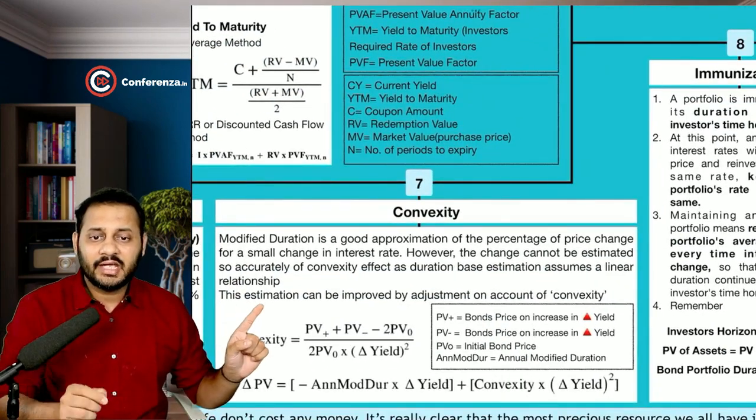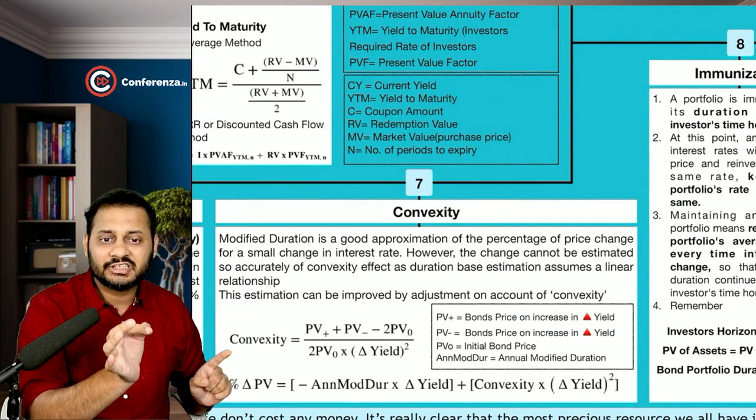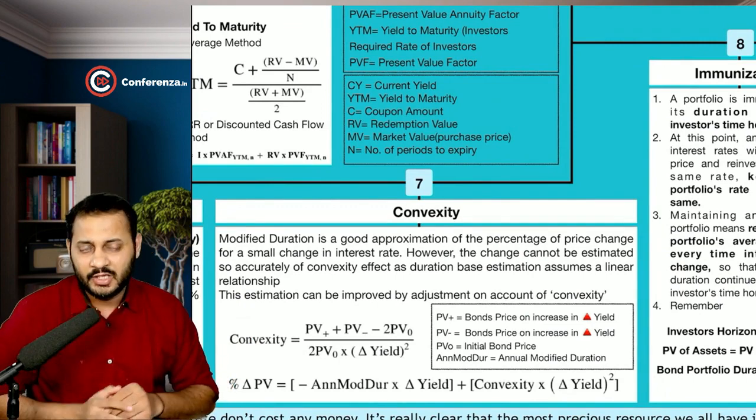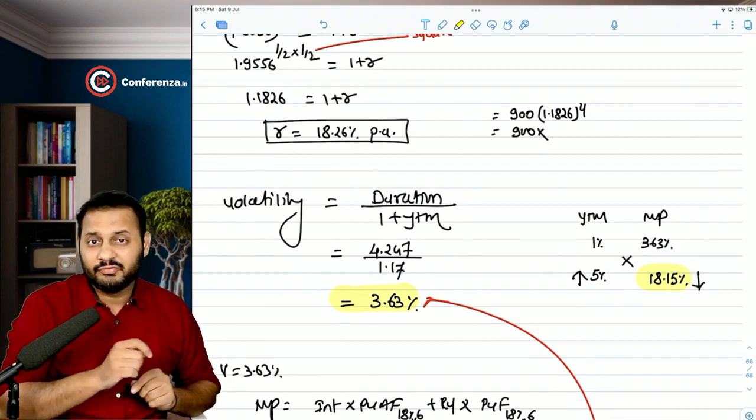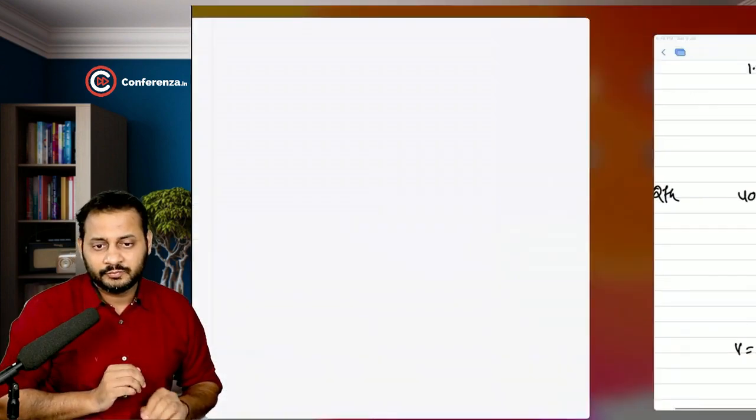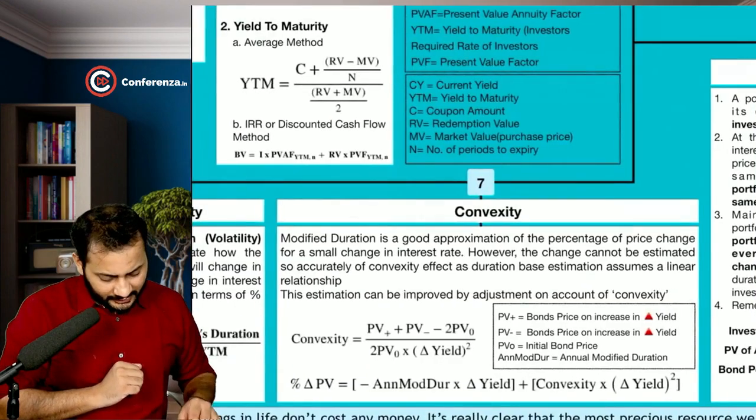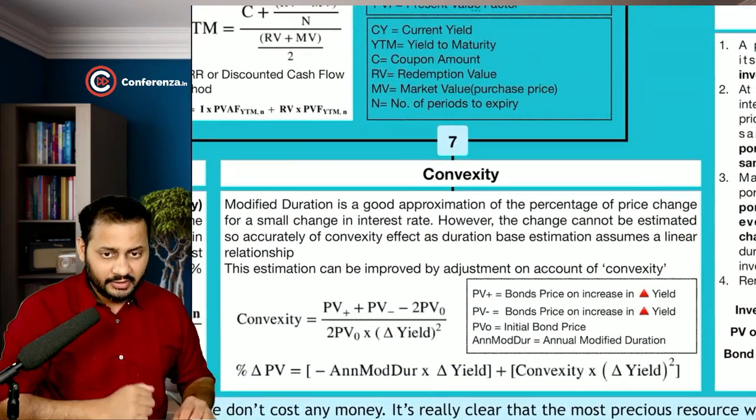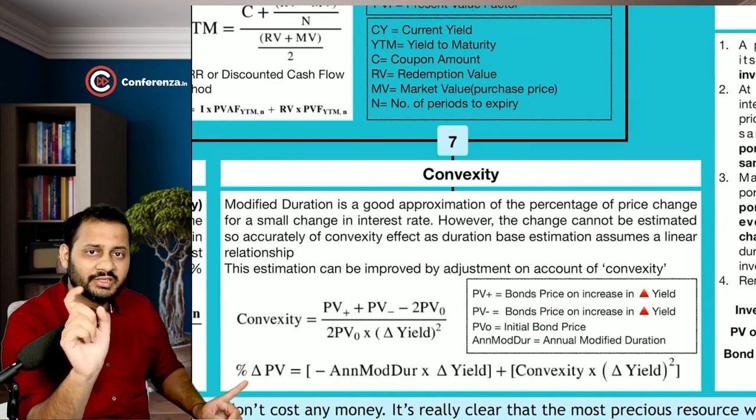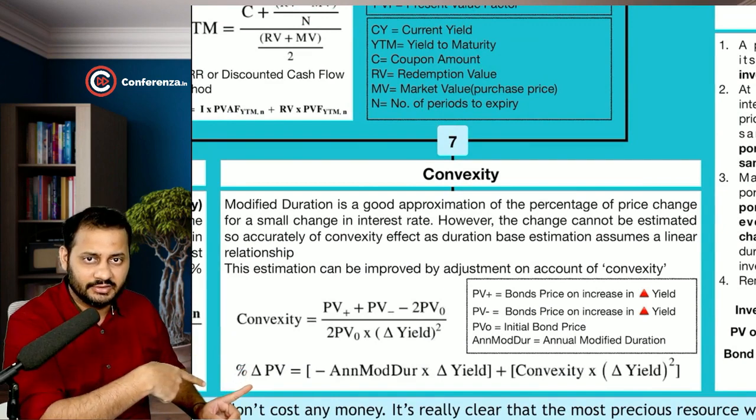This estimation can be improved by an adjustment on account of convexity. We are going to adjust that 18%. That 18% will be adjusted now. See, you will understand the ultimate formula for percentage change in present value is this.